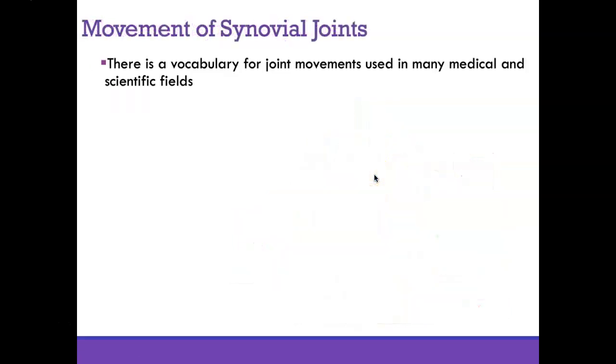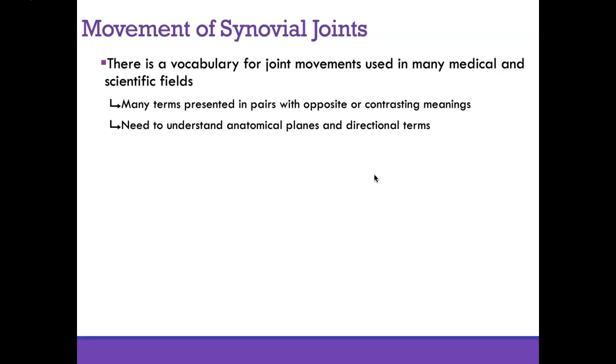So we'll talk about some movements of synovial joints. This will be a lot easier, I think, if you watch a YouTube video of people doing these movements, if you don't feel comfortable looking at it in 2 dimensions. A lot of these terms are presented in pairs with opposite meanings. So we're going to see flexion and then there's extension. You need to understand what these 2 paired meanings mean to each other.